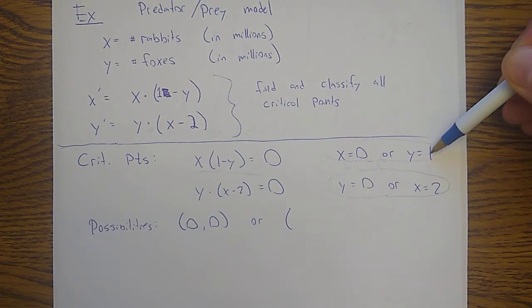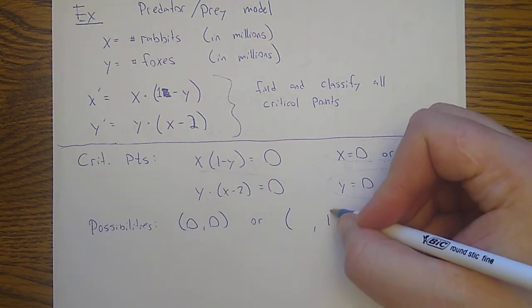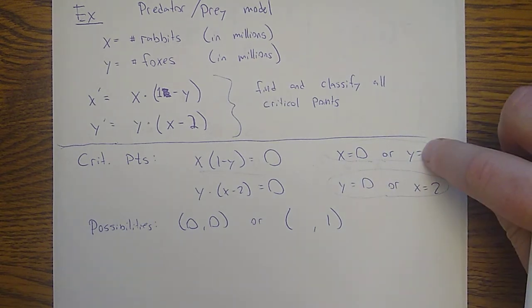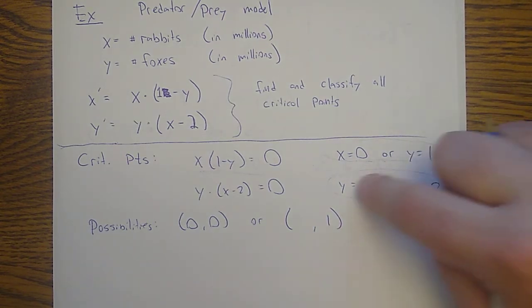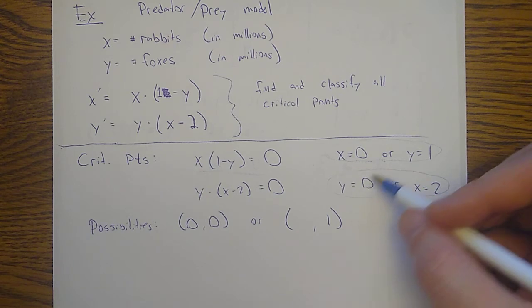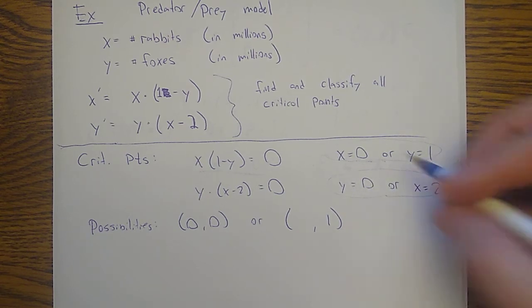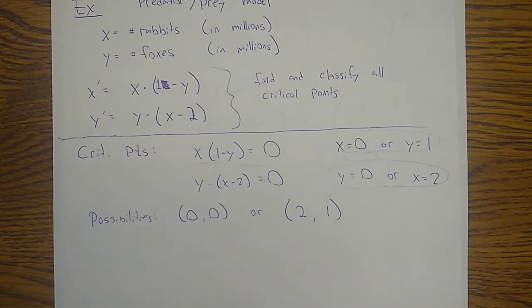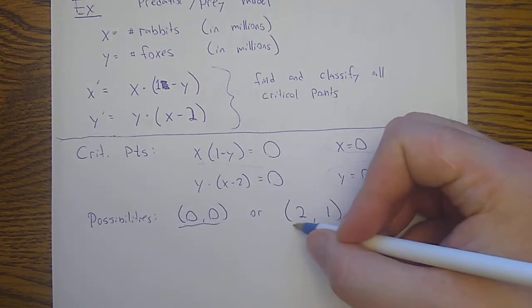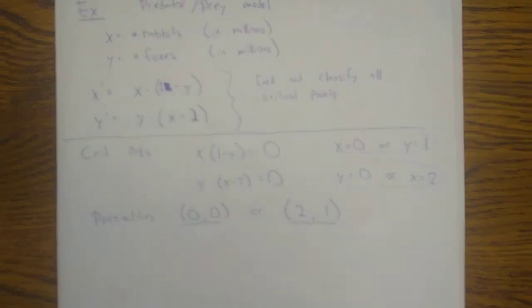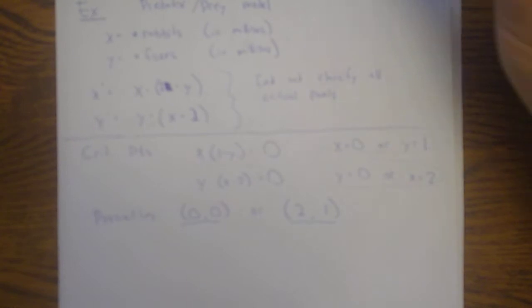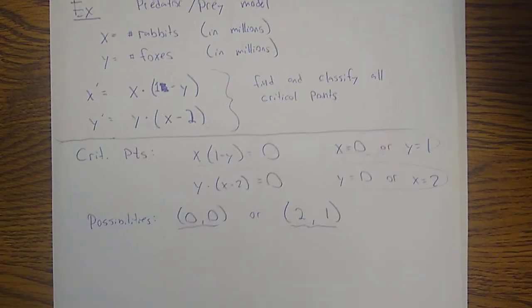The other possibility is that y is 1. If y is 1, then I look down here, and one of these has to be true. Well, y can't be 0 because y is already 1, so it must be this one. So I've got 2 critical points. And in retrospect, this makes perfect sense. Let's think about, again, going back to just rabbits and foxes and talking about how these things work.